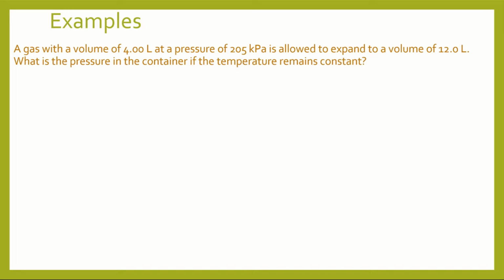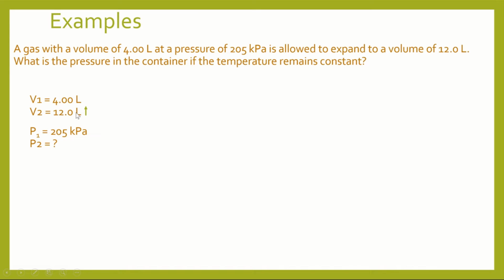Another example, a gas with a volume of 4 liters at a pressure of 205 kilopascals is allowed to expand to a volume of 12 liters. What is the pressure in the container if the temperature remains constant? Again, I like to list out my variables. My first volume, gas with a volume of 4 liters, so there's that, is allowed to increase to a size of 12 liters. So there's my second volume. My initial pressure was 205 kilopascals. I'm looking for my second pressure, P2.